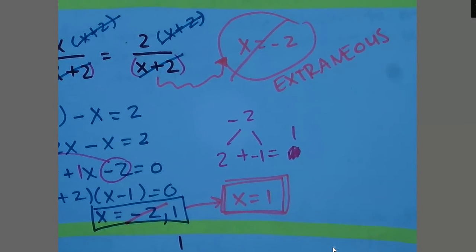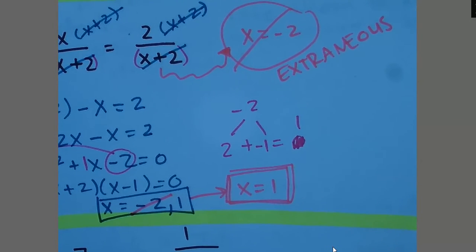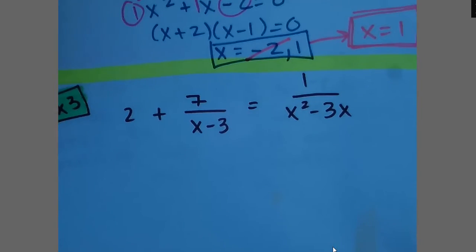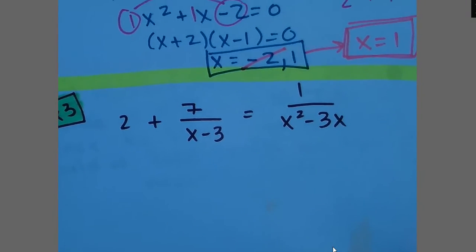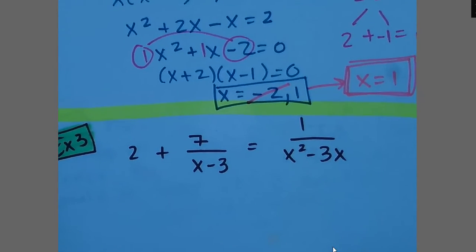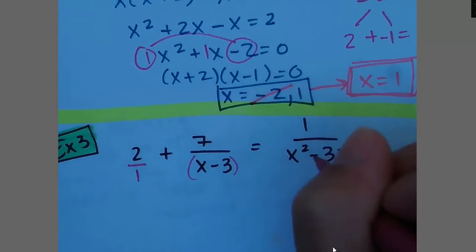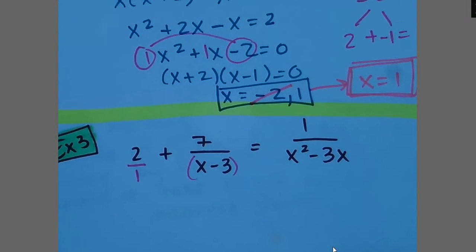Okay, so let's move on to our third example here, and this is our last example for the day. All right, first thing that I'm going to do is rewrite this as 2 over 1. And now I'm going to look and see what my denominators are. However, notice that this thing is not factored, so what I need to do is factor that bad boy first.